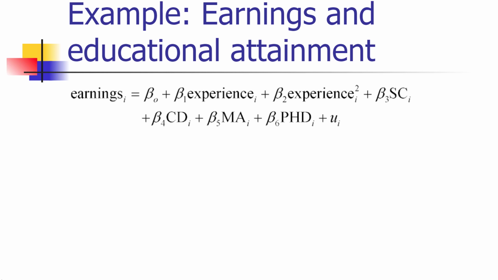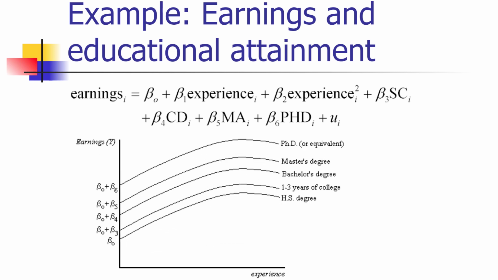And when we estimate the equation, we get something like this. The intercept for the excluded case of a high school degree would be beta 0 because each one of those dummy variables is 0. But if we look at the impact of having 1 to 3 years of college, the intercept would be beta 0 plus beta 3. If we look at the impact of having a bachelor's degree or college degree, in that case a CD variable, that would have an intercept of beta 0 plus beta 4, and so forth.